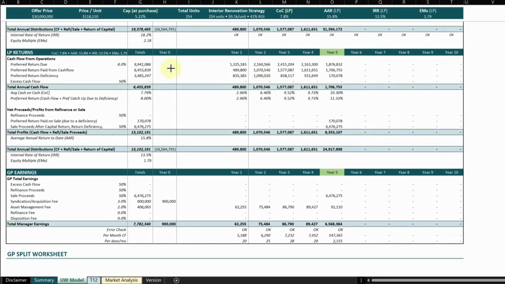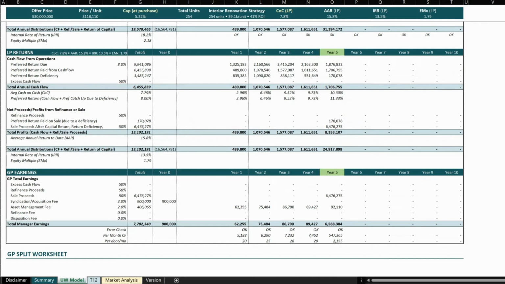Just below that is the exact same section, but modeled for the LP. The main difference there is that for excess cash flow from operations, I'm using the split that we set above in our return structure. And then for the net proceeds, I'm using the split as well. And then everything else is exactly the same as the project.